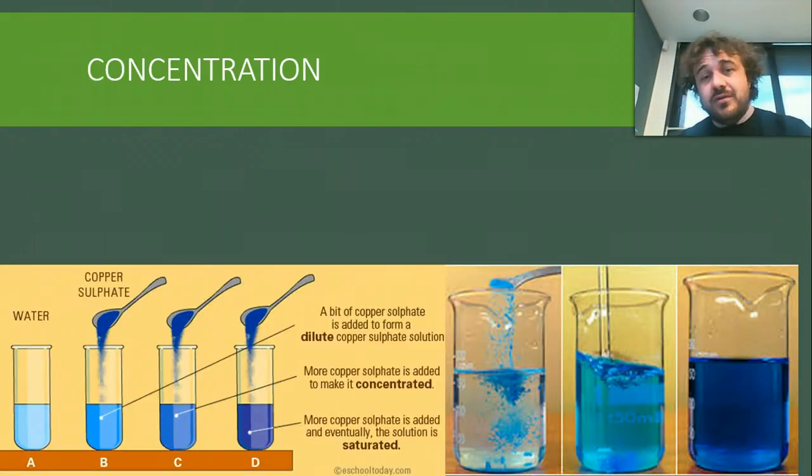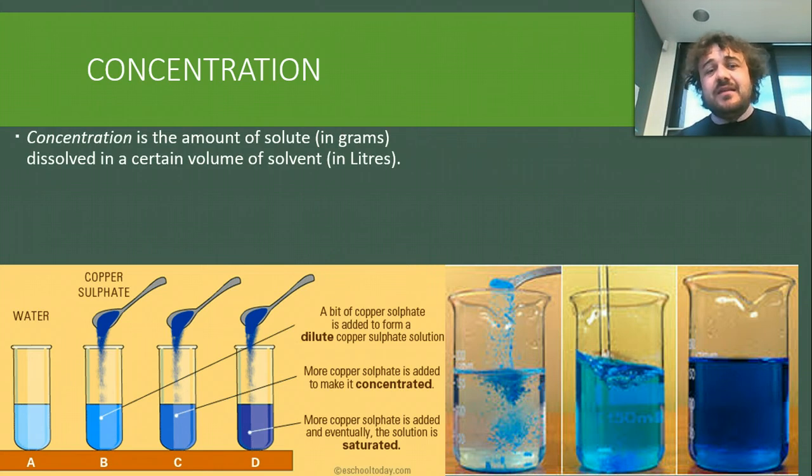Alright, so concentration. Basically, it's the amount of solute, so that's the thing being dissolved, in grams for a certain volume of the solvent. So it's the amount of solute dissolved in a certain volume of the solvent. Now, we always give it a base volume, usually 1 litre. So the amount of solute in grams per litre.